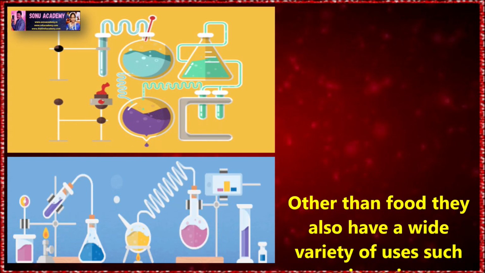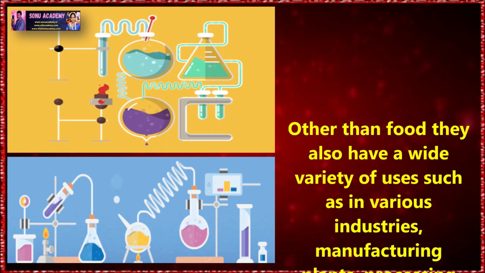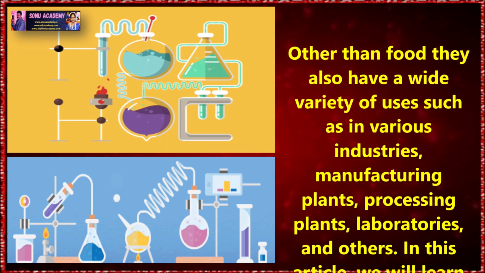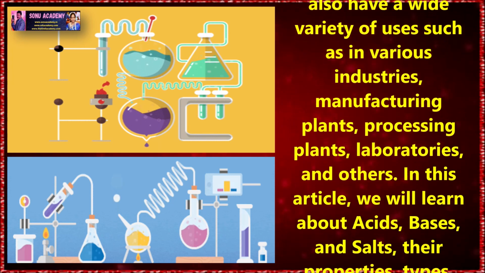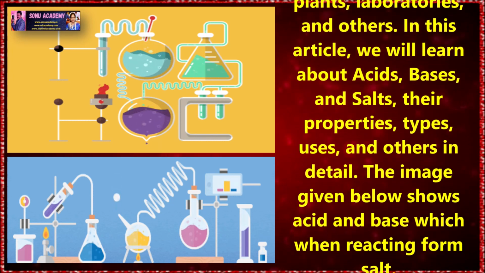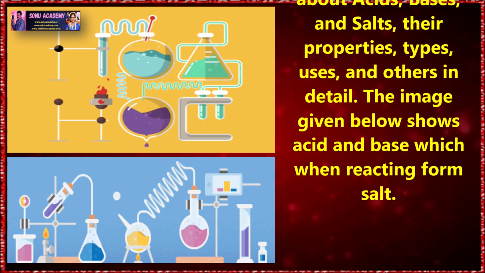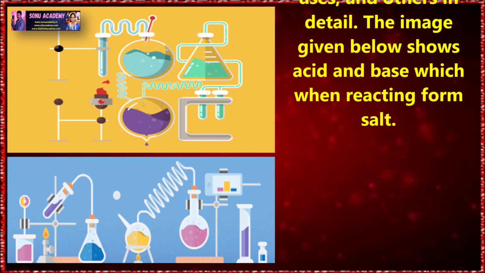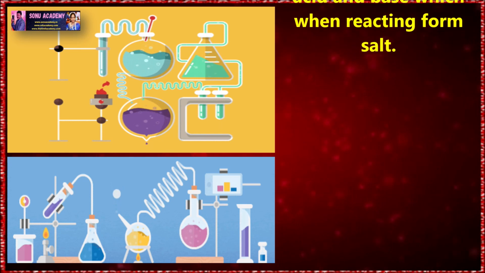Children, other than food, they also have a wide variety of uses, such as in various industries, manufacturing plants, processing plants, laboratories and others. In this article, we will learn about acids, bases and salts and their properties, types, uses and others in detail.